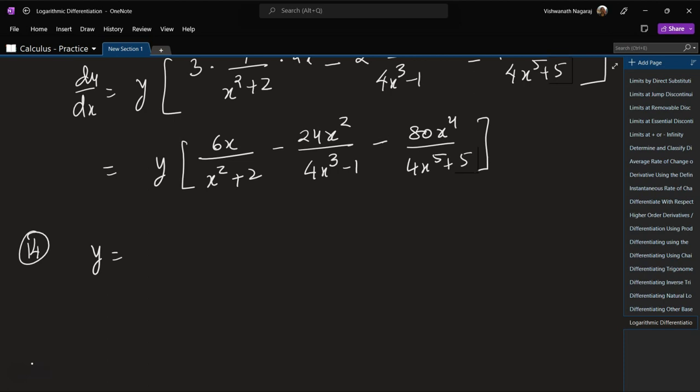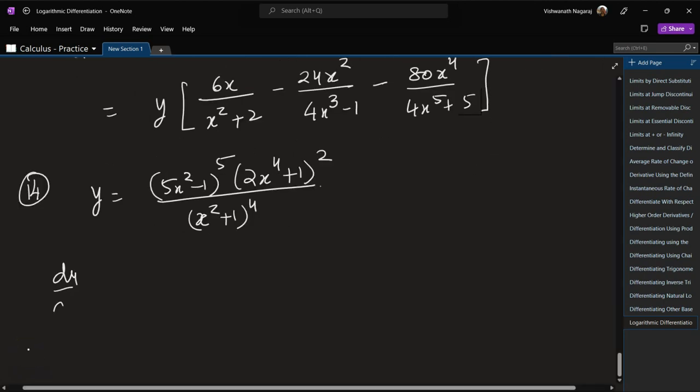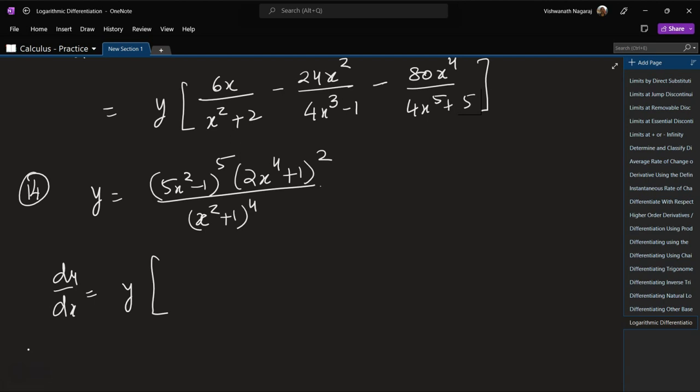So y is equal to 5x square minus 1 to the power of 5 times 2x4 plus 1 square divided by x square plus 1 to the power of, okay, dy by dx is equal to y as it is, then natural log of this plus natural log of this minus natural log of this. That's what it will come to. So let's take it one by one.